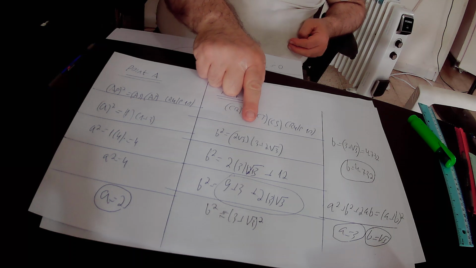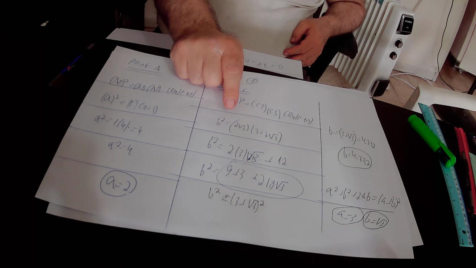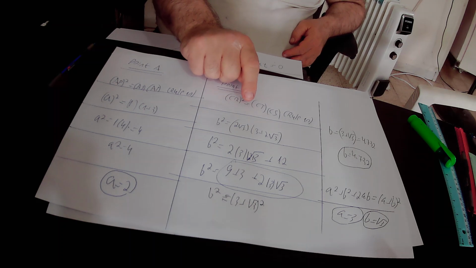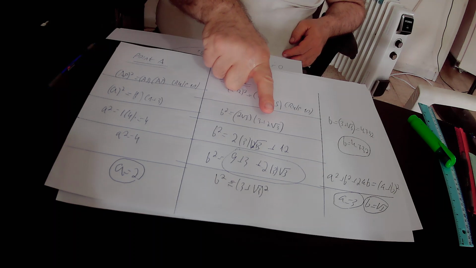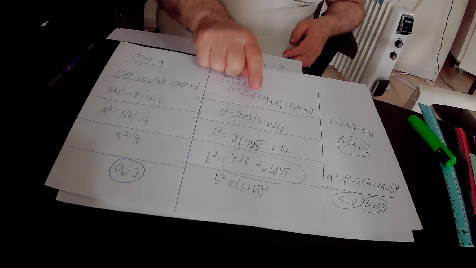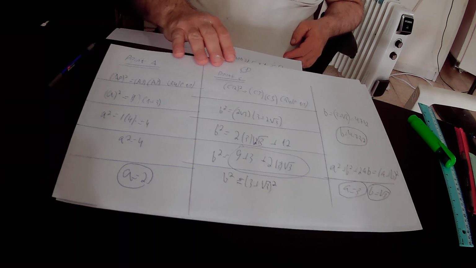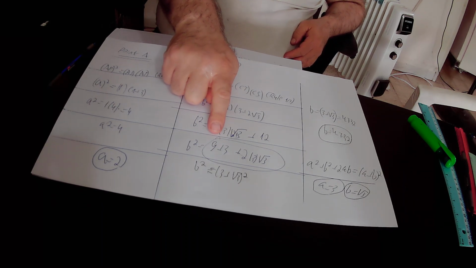We open the brackets on this side of the equation and found out that b square equals 2 times 3 times square root of 3, and 2 times square root of 3 times 2 times square root of 3 is 12. Here we substitute 12 by 9 plus 3, and we found out that b square equals 9 plus 3 plus 2 times 3 times square root of 3.